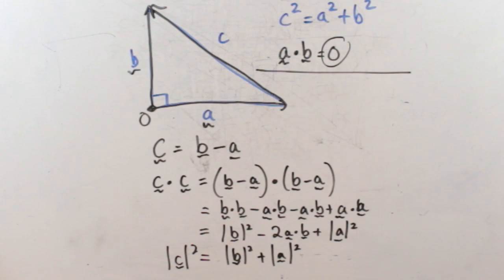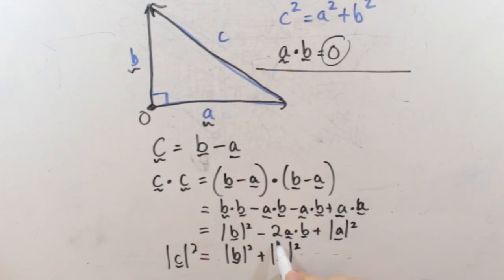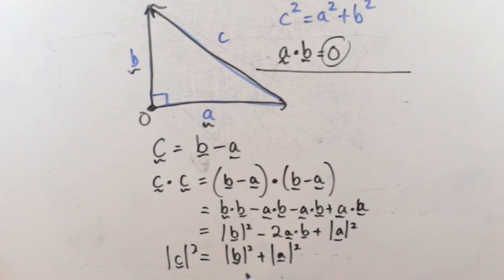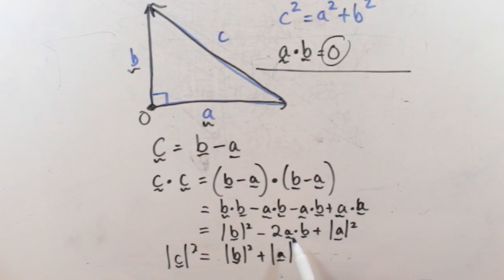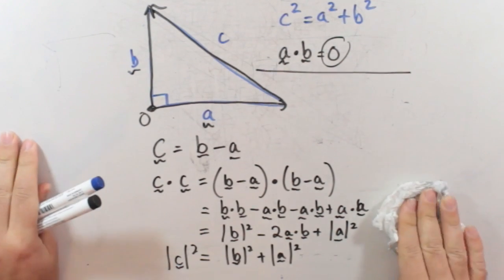Now, what would happen if this wasn't a right angle? Then we'd end up proving the cosine rule. We get A squared plus B squared minus 2 times the magnitude of A times the magnitude of B, because of the angle between them, and you get the cosine rule. So it's 2 proofs in one. Okay, let's do one more, a different one with a different tactic.